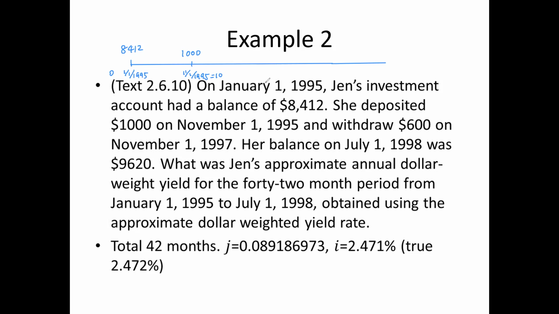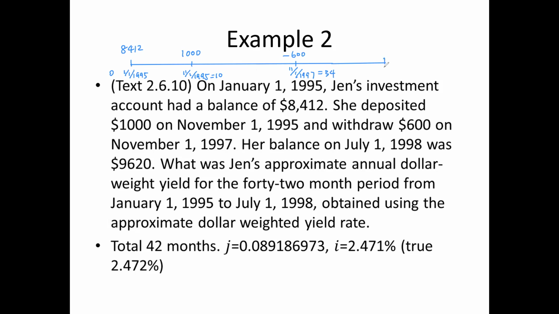Next one, withdraw $600 on November the 1st, 1997. And the money should be on the bottom. Let's put a negative sign here. It's negative $600. Now, what is the time in terms of months? From November the 1st, 1995 to November the 1st, 1997, that's actually 2 years. So it's 24 months, plus 10, you got 34 months.